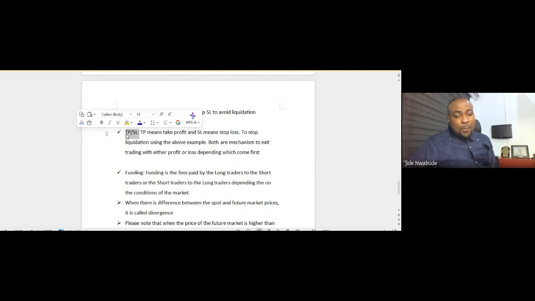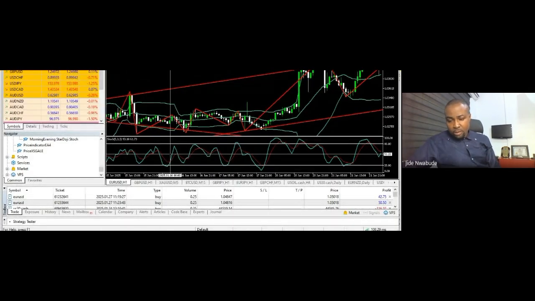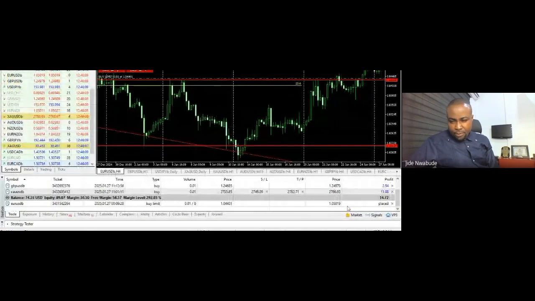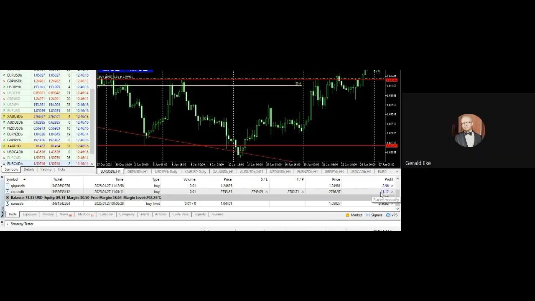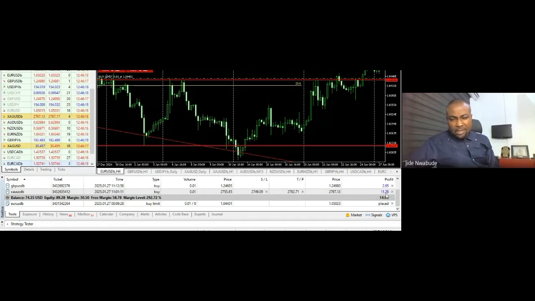I have seen people go from profit to loss. Let me show you. Okay. See this trade? This is about $11, right? It could go from this $11 profit to minus $10. Why? Because I probably did not set my take profit. What is take profit?